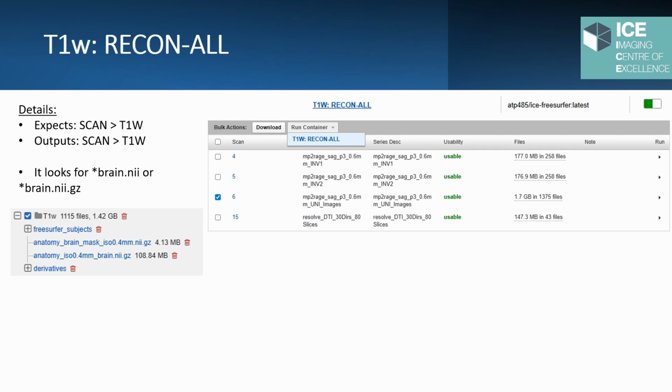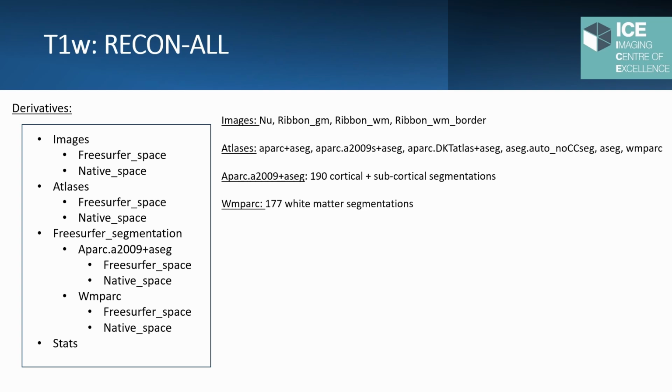Here we output FreeSurfer's subject directory so that we can keep this and use it for future functions. But we also output a number of derivatives that we've selected. These are organized into a number of selected images, both in FreeSurfer and native brain space. So this includes FreeSurfer's new brain, the ribbon, grey matter, the cortical ribbon, the white matter segmentation, and also the border between the white matter and grey matter segmentations. We also output the FreeSurfer atlases that are implemented in Recon-All in both FreeSurfer and native space.